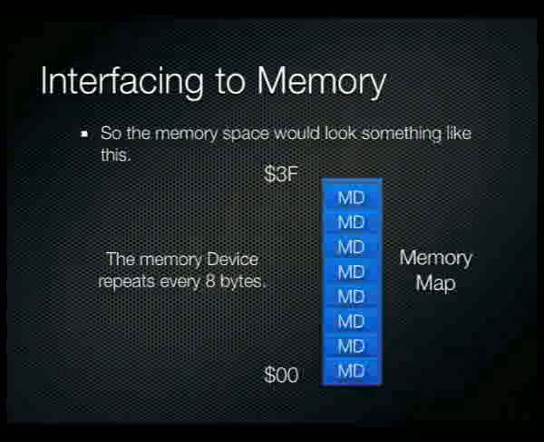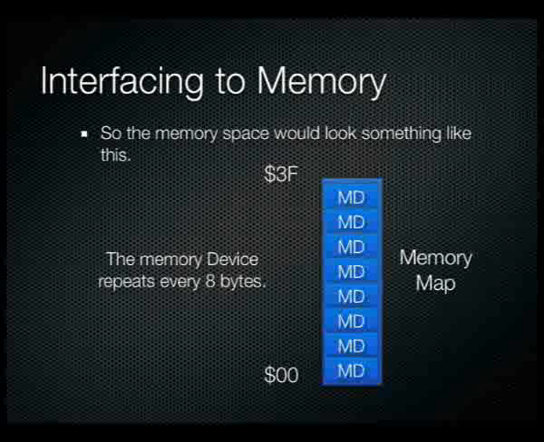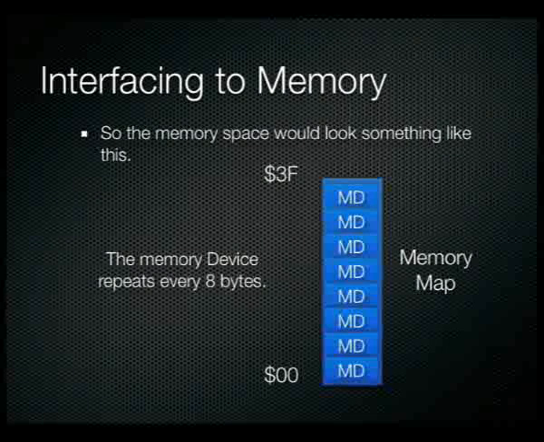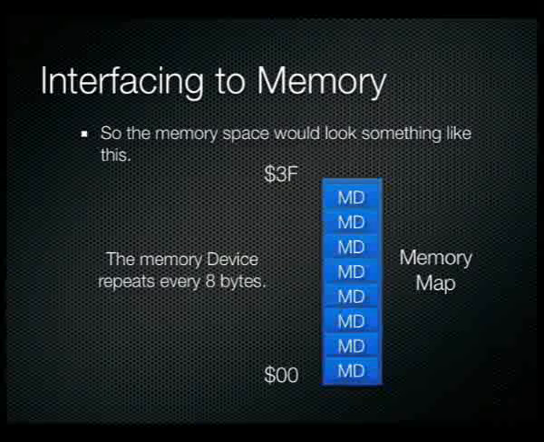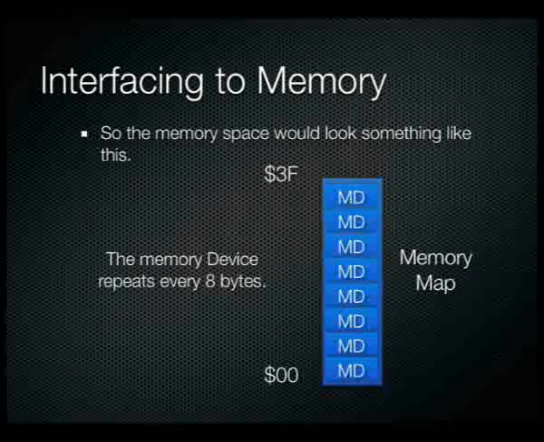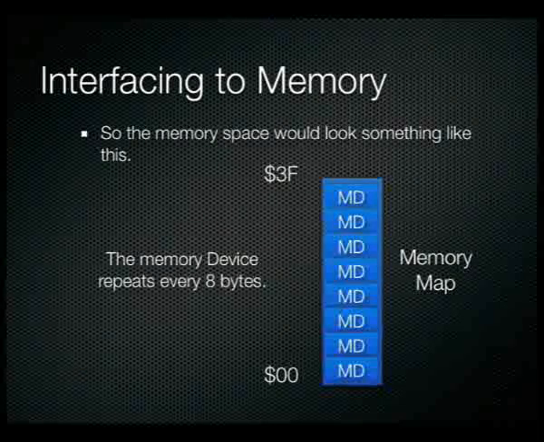So our entire memory space would actually look something like this. We'd have that memory device repeating every 8 memory locations. Because our memory device had 3 input address pins, it effectively had 8 addressable memory locations. So it will repeat every 8 memory locations up to the full limit of our memory map. That's what happens if we don't do something with those top 3 address pins. We simply have it repeat.